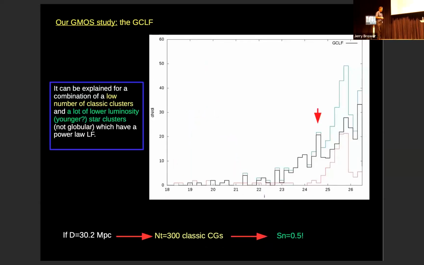We tried to analyze the globular cluster luminosity function. Obviously, here there is no Gaussian, so we cannot obtain the turnover. But if we assume that this galaxy is located at 30 megaparsec, and if there are some classic globular clusters there, we can estimate a number of possible classical globular clusters. The number is 300. That is very, very low for a massive galaxy. So the specific frequency is 0.5.